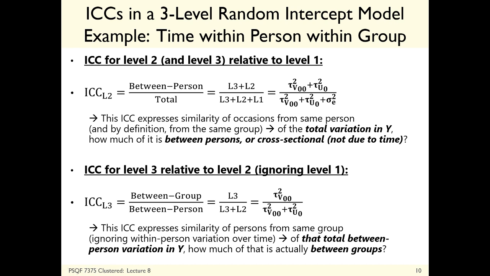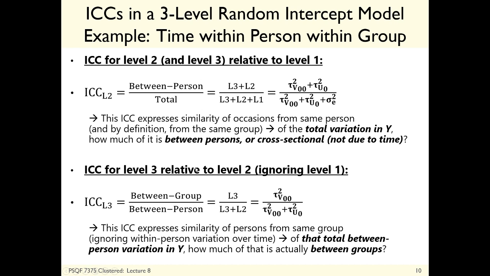Because if you don't split it, if you just fit a 2-level model, all of that level 3 variation is still embedded in level 2. It's smushed together, essentially. And so what is level 2 and above over total? That gives you the expected percent variance that is due to between person differences or the expected correlation of occasions from the same person. How much of it is cross-sectional in this type of design?